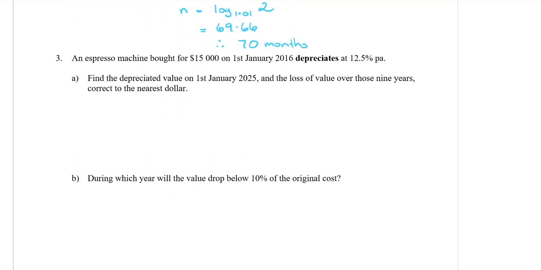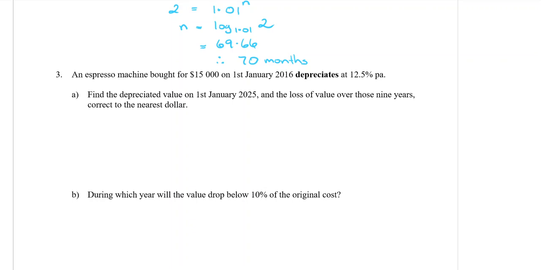Question 3. An espresso machine bought for $15,000 on the 1st of January 2016 depreciates. And the word depreciates is in bold because that means we have to modify our formula. In the compound interest formula, because our amount of money is increasing, in the bracket we had that plus sign. If something is depreciating, all you have to do is change that to a minus sign. So you could add this as an extra formula: A = P(1 - R)^n. Just changing the plus sign from compound interest to a minus sign means it's now going to be depreciating, because you're subtracting off the part it's taking each time.